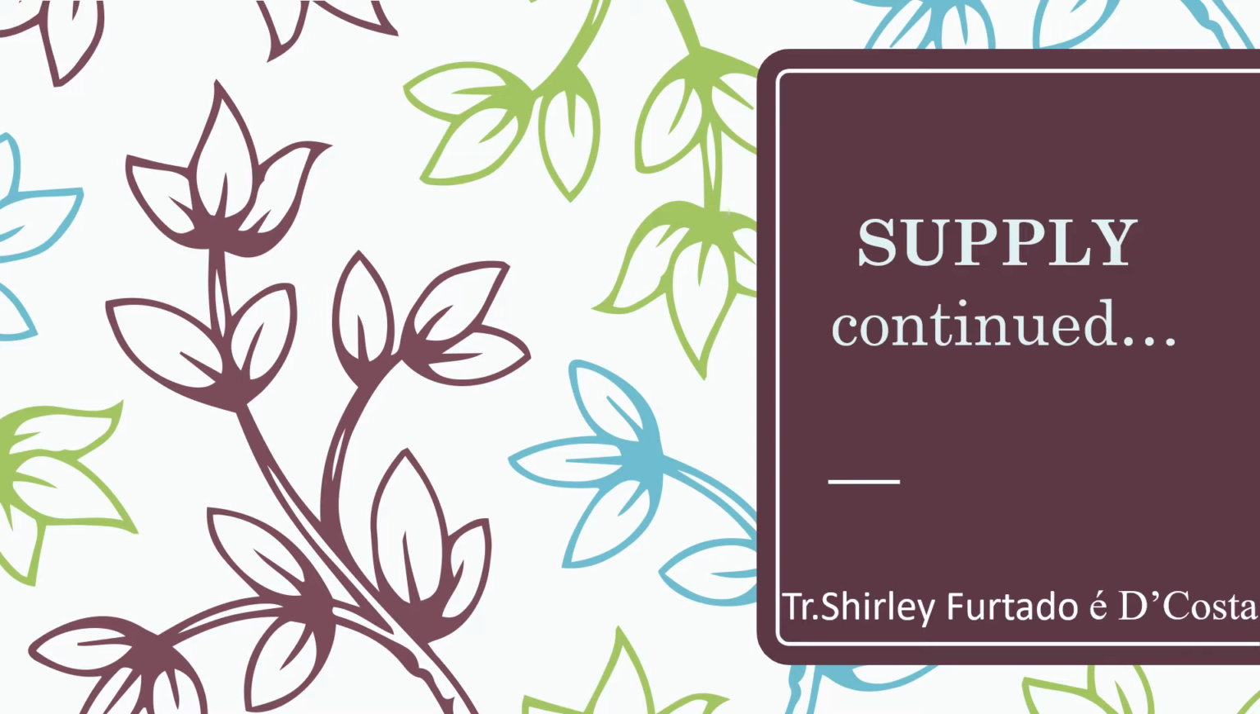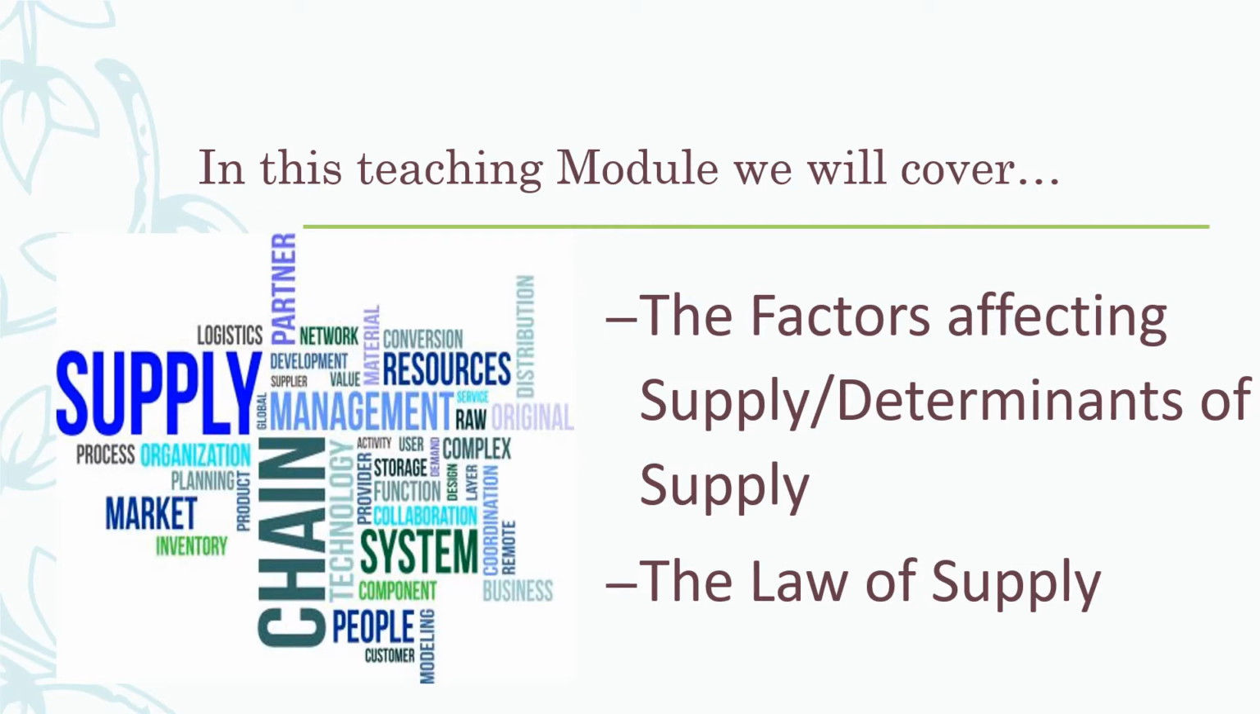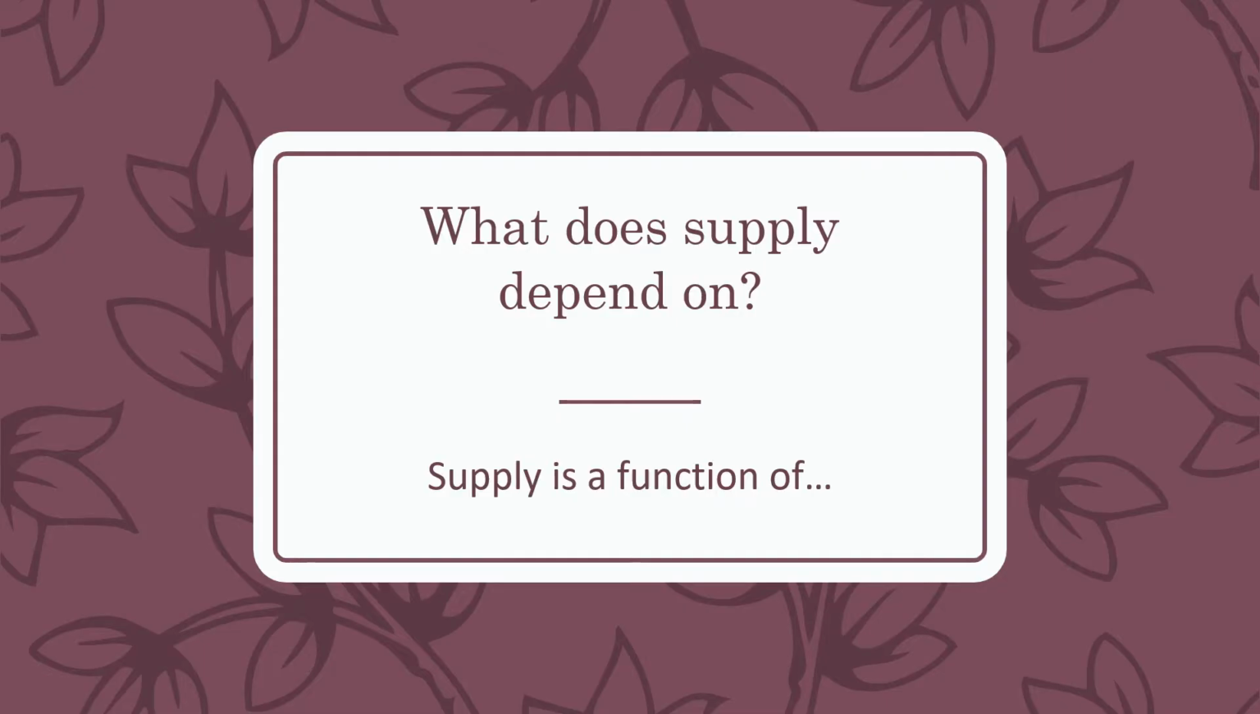So stay with me. When we think of the word supply, so many other related terms crop up in our mind. Today in this teaching module, we will cover the factors affecting supply, that is, the determinants of supply and the law of supply. What does supply depend on? Supply is a function of many factors. There are many variables on which supply is dependent. We will try to study these factors affecting supply in the following slides.